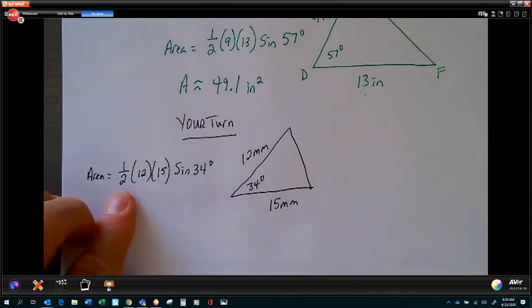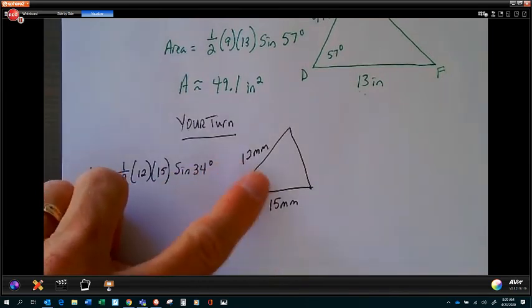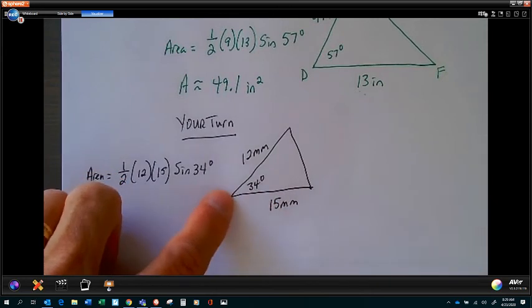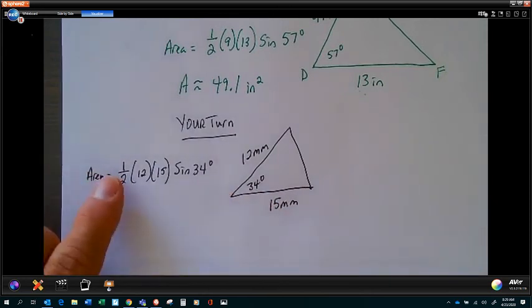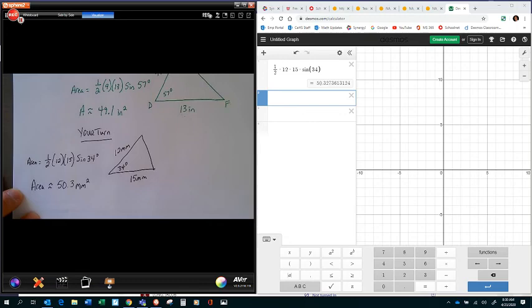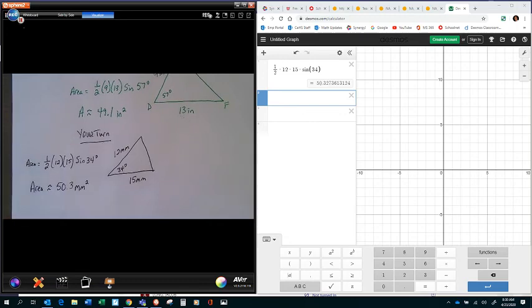So 1/2 times the two sides and the sine of the included angle. If you have this set up perfect, head over to Desmos and check your calculations, enter that in, and find the area to the nearest tenth. And we've got 50.3 millimeters squared.